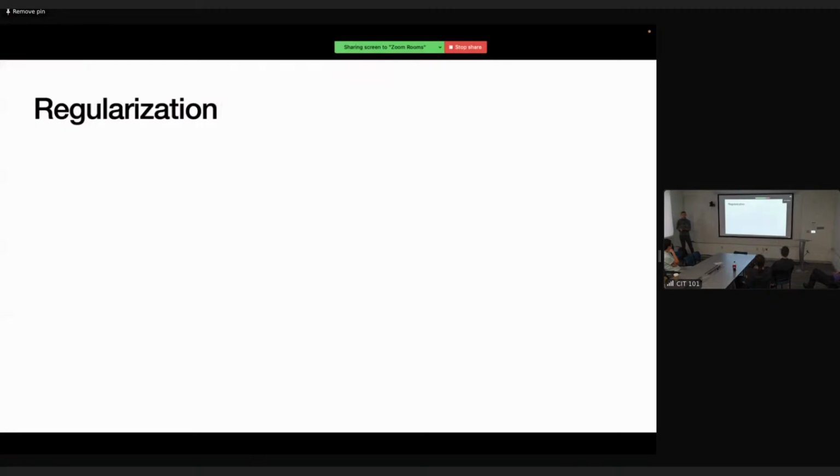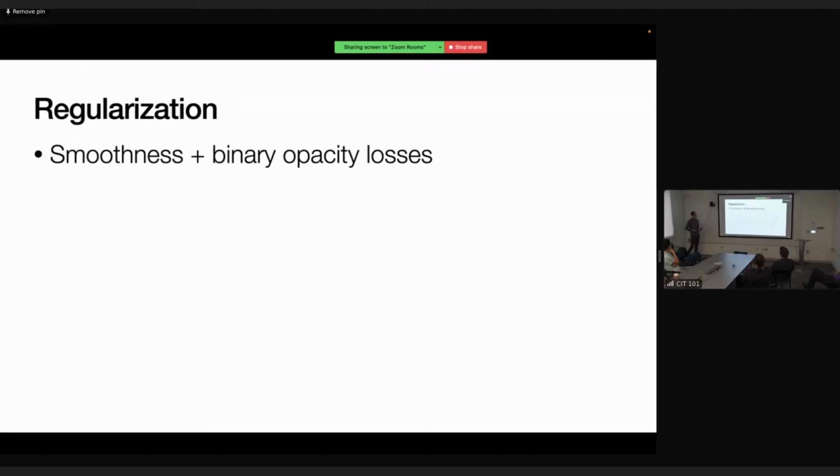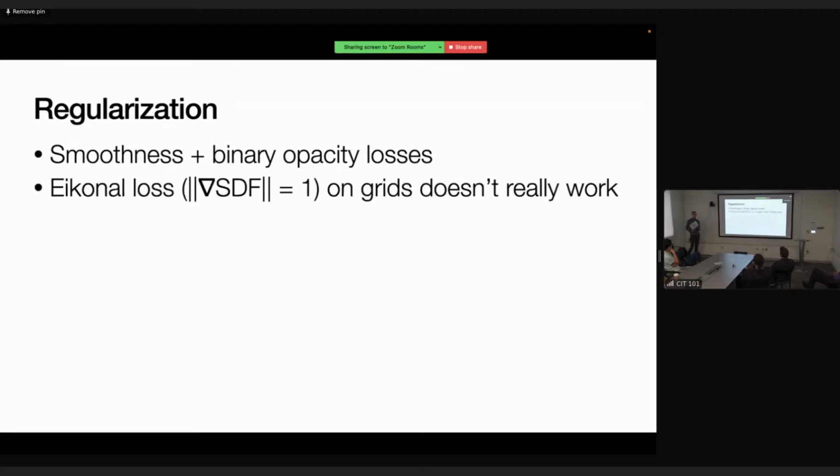Okay, and then finally we have regularization. The regularizers that we have are smoothness plus binary intensity loss. What we actually don't do, even though this is presented as the SDF, is we don't have an eikonal loss. So I've been lying to you this whole time. These things are not actually SDFs. It is helpful to understand them as SDFs, but because enforcing an eikonal loss on a grid doesn't really work that well, we found that if you drop the eikonal loss, it works better.